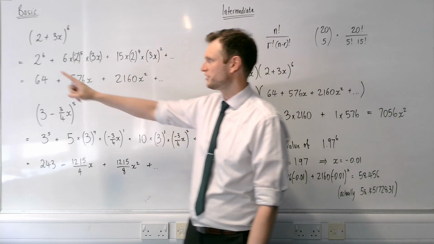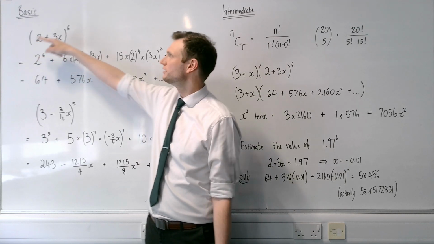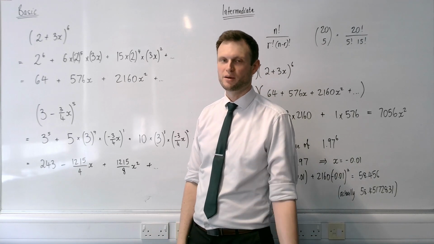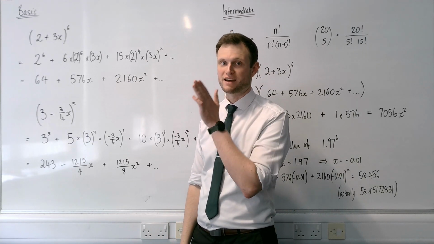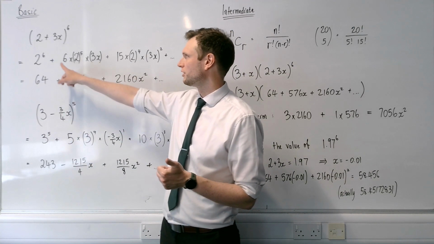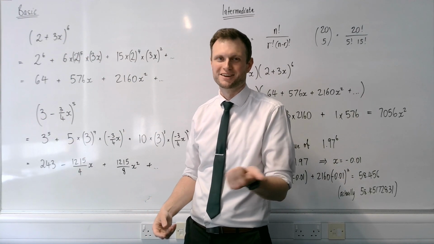Just make sure the first term should just be whatever the first term here is to that power. So in this case, 2 to the power of 6. Every term after that, I would think about it as having 3 parts. The first part is the choose function part. So this is 6 choose 1, which would be 6.